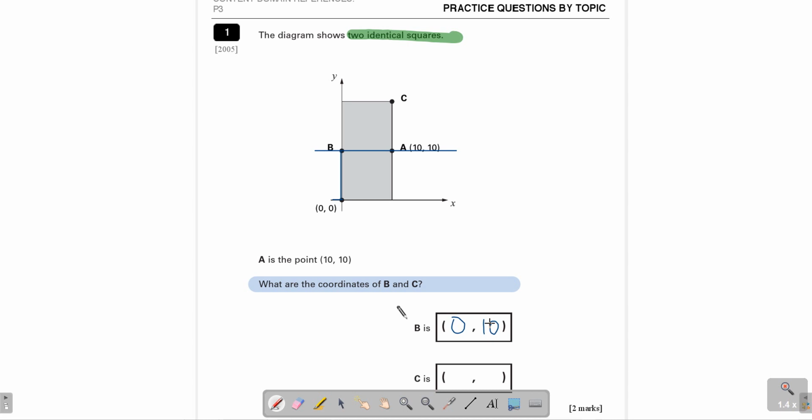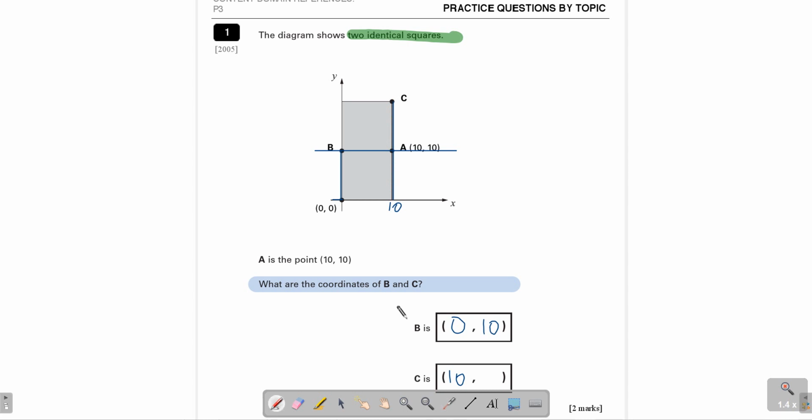Now let's work out C's coordinates. Again, we can use A's position to work out part of C's answer, because it's in line with A on the x-axis. So we take that information. A's x-axis is 10, so C's x-axis is also 10. But what's difficult is that C is higher up from A or B. And this is where we're going to start to see a pattern going up the y-axis.